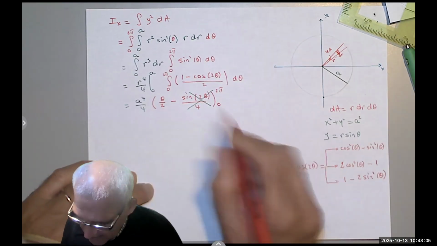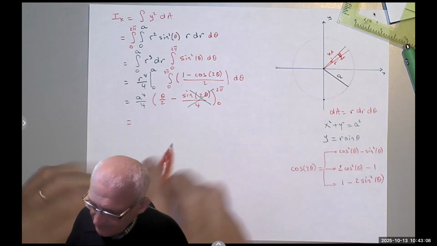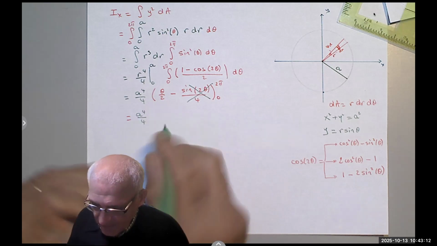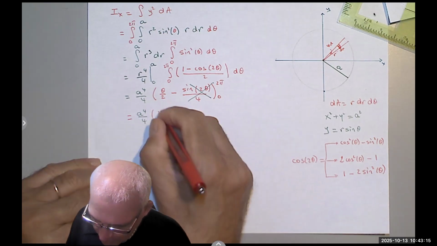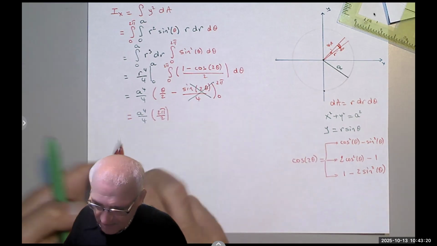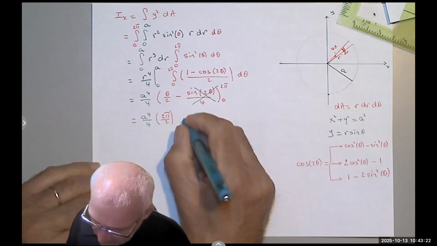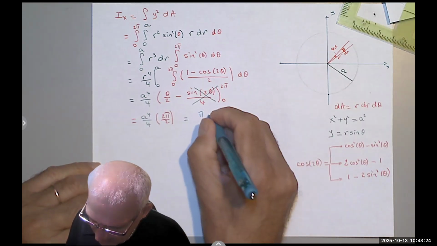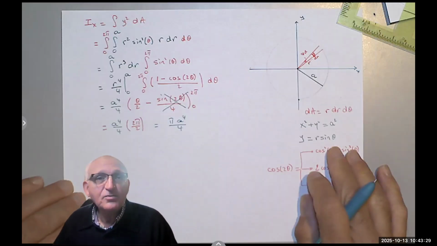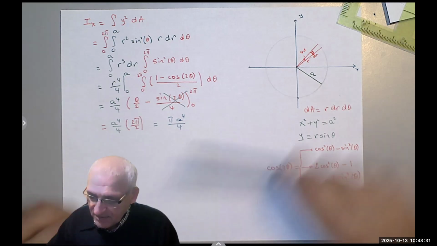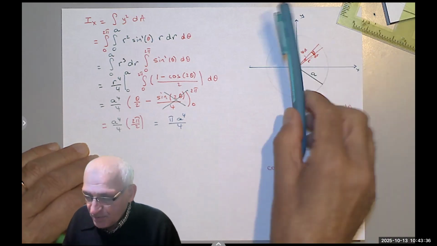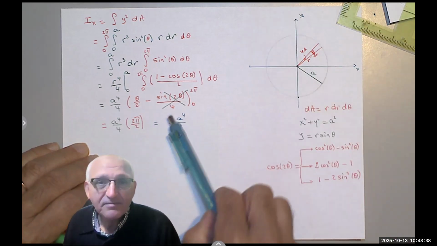And you get only a to the fourth over 4 times 2 pi over 2, which is pi. So you get pi a to the 4 over 4. That's the moment of inertia about the x. But because of symmetry, the moment of inertia about y is the same.